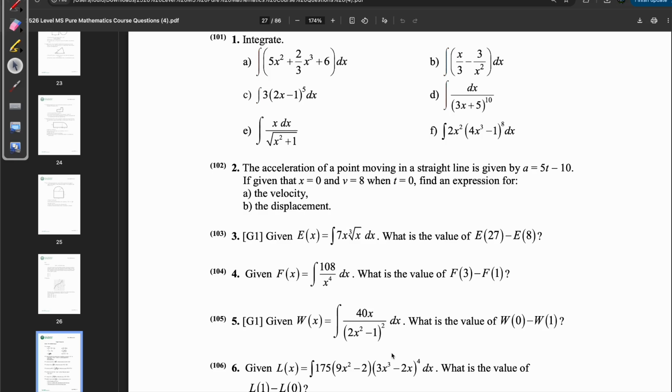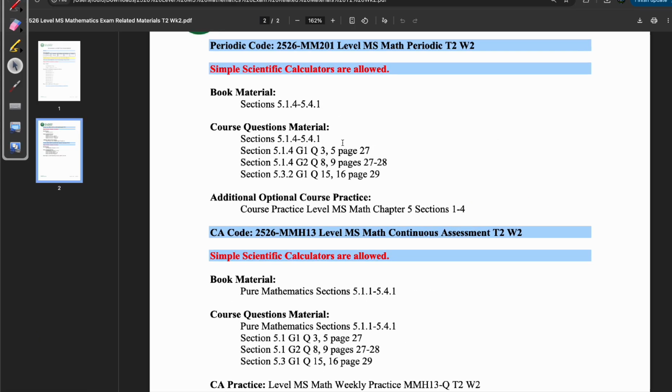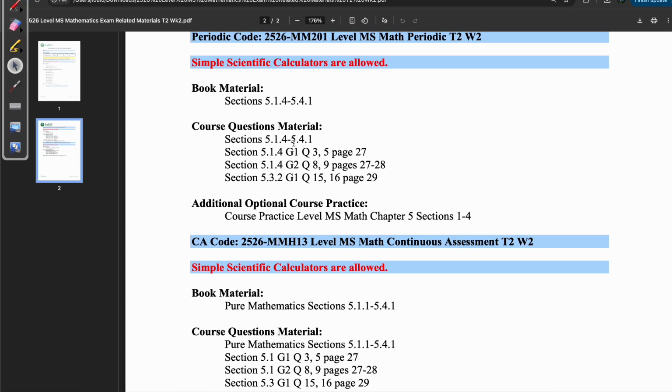Today we will be recording from the course revision for 5.1.4 till 5.4.1 for the periodic. These are the questions that I'm going to be covering today, and let's start.